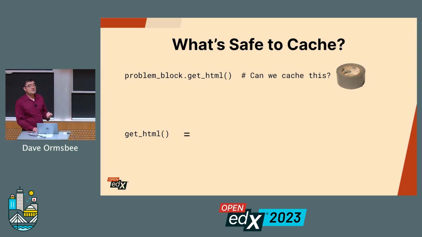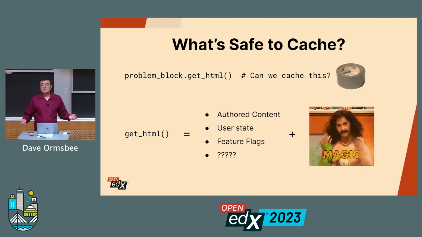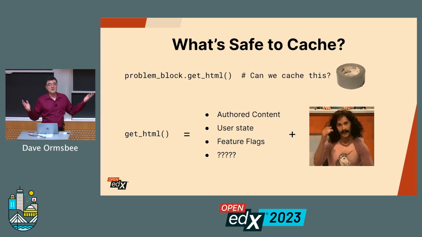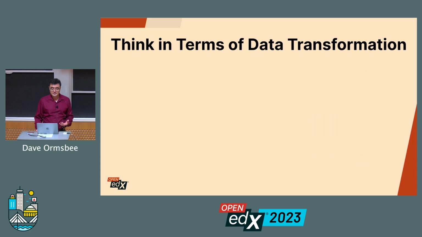And when you have a method like problem block getHTML, you know that getHTML is a product of some set of input states, right? The authored content, the user state, whatever feature flags. And whatever problem block decides to do with that, run sandboxed Python code, do network, who knows what it's going to do. And from the outside, this makes it really difficult to cache.